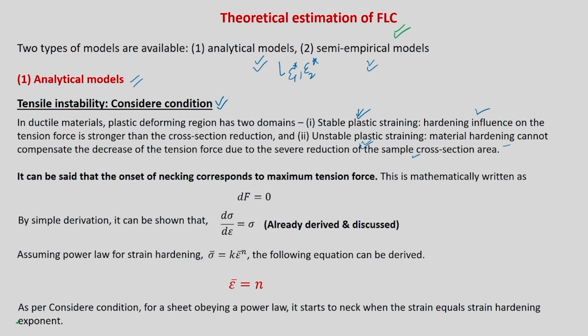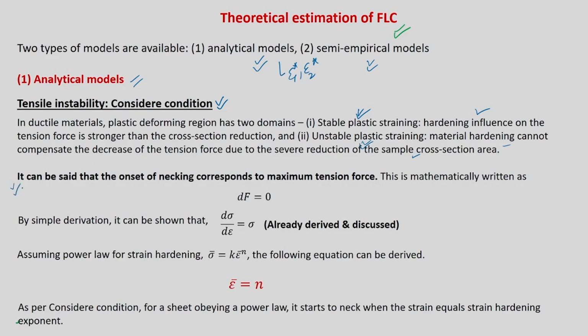So your hardening is going to help the tensile force to improve in the first zone, but in the second zone you will see that the hardening is not going to compensate the decrease in load, which is happening because of a significant reduction in area of cross section. This finally leads to a typical stress strain behavior which we have seen. So this transition is going to happen at one particular place, from stable plastic response to unstable.